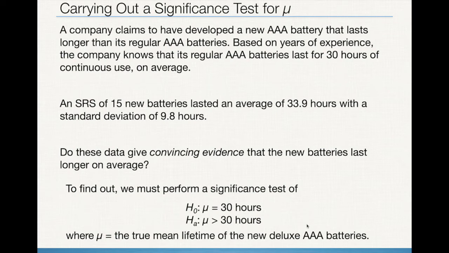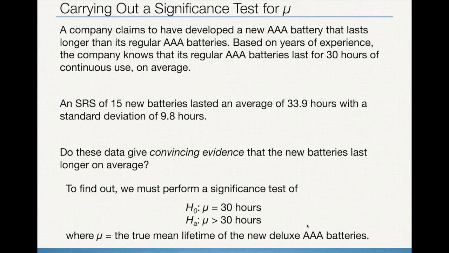The alternate hypothesis, though, is we're thinking, now hold on, we have a sample with a higher average than their average. Perhaps the parameter is actually greater than 30 hours. So again, within the question, it gives you an idea of what it is that you should have as the alternate. You'll notice again that the second part, where mu is equal to the true mean lifetime of the new deluxe AAA batteries, that is the second part of the state that has to be said every time. You state the two hypotheses, and then you state the context of the problem by which mu is associated with.